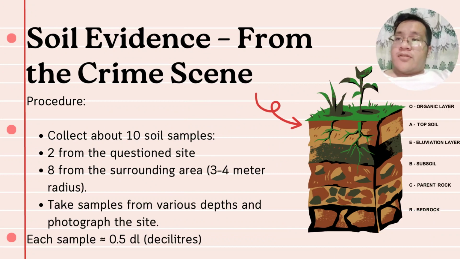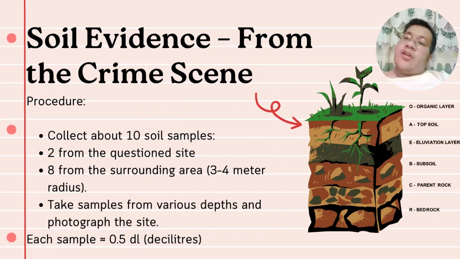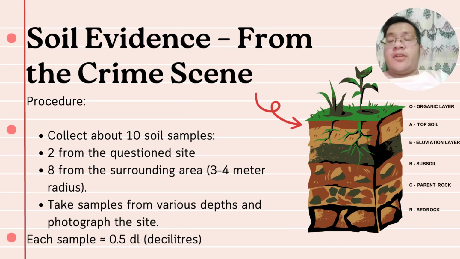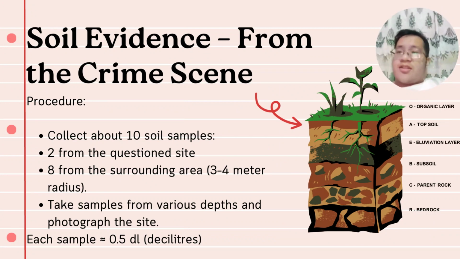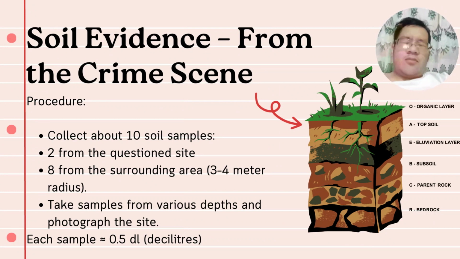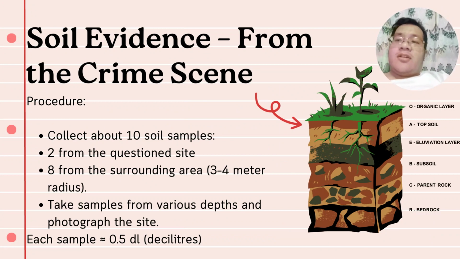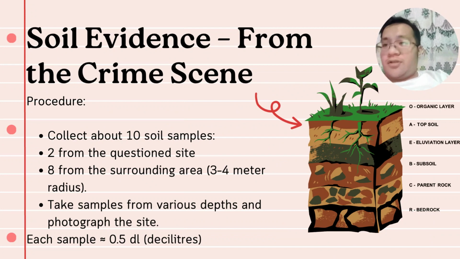Okay, so soil evidence from the crime scene. The procedure here is as follows. Collect about 10 soil samples, 2 from the questioned site and 8 from the surrounding areas, wherein you need to have a 3 to 4 meter radius apart. Take samples from different depths and photograph the site, of course. Each sample must be 0.5 deciliters, but the thing to be followed here is the collection of 10 soil samples. That is the bare minimum, because most of the time it depends on the case that happened for the SOCO team.